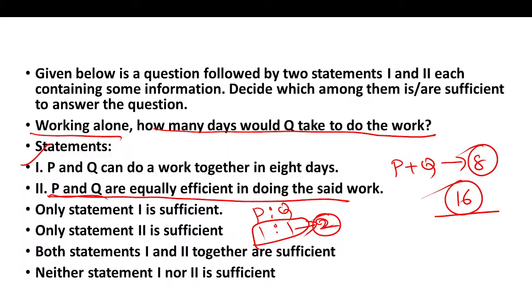If 16 chocolates are to be eaten by Q, how many days will it take? Q's capacity per day is only one chocolate. How many days will it take? 16 days. Both the statements are sufficient to get the answer.